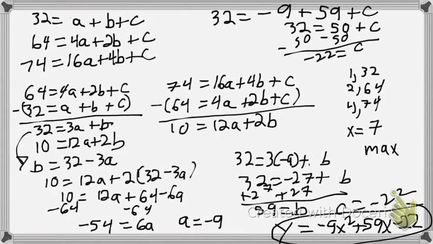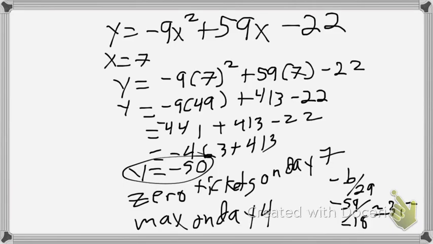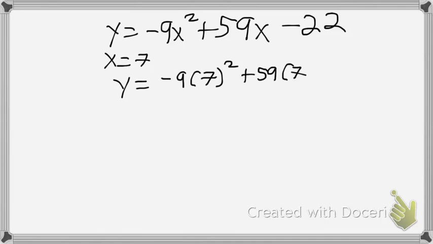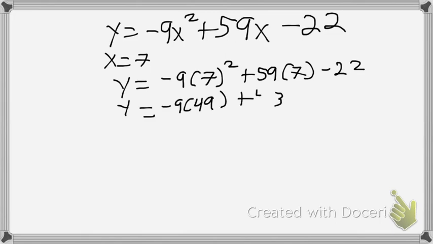That's part A. Part B is how many are sold on day 7. Well, then all we have to do is plug in 7 for x. Now I know it's t and n or something like that. I just used x and y. So we have y equals -9 times 7 squared plus 59 times 7 minus 22. So we have y equals -9 times 49 plus 59 times 7, or 413, minus 22.